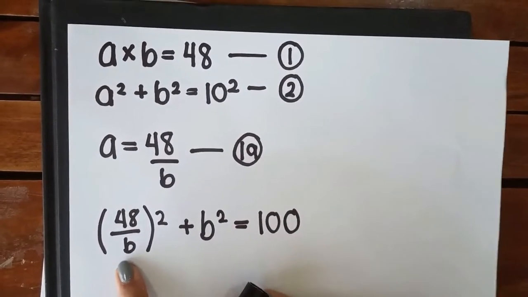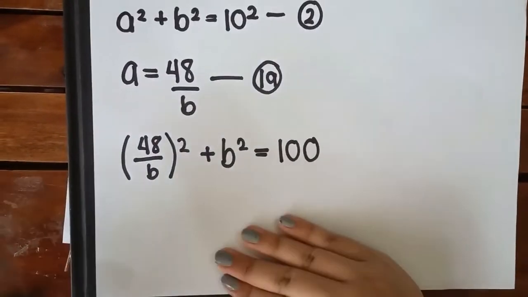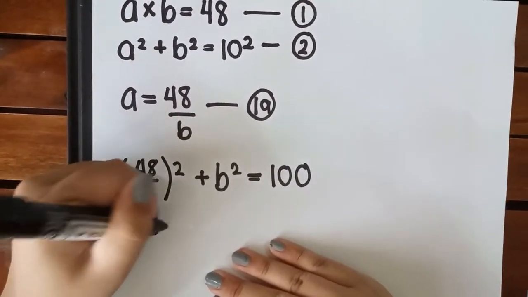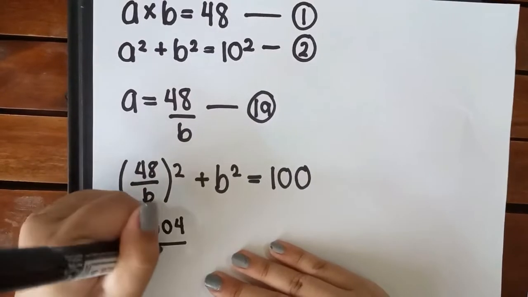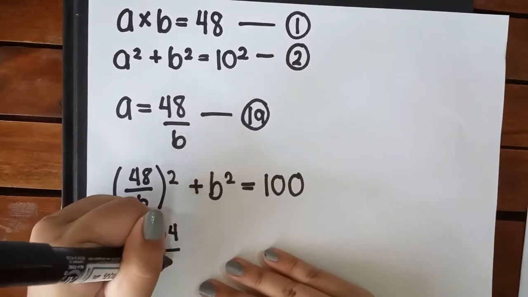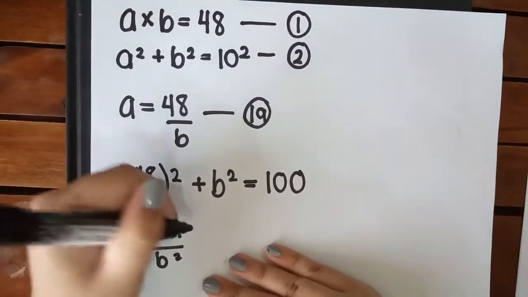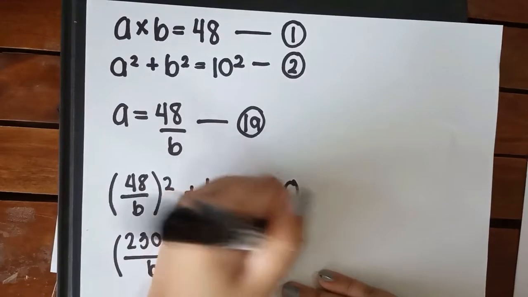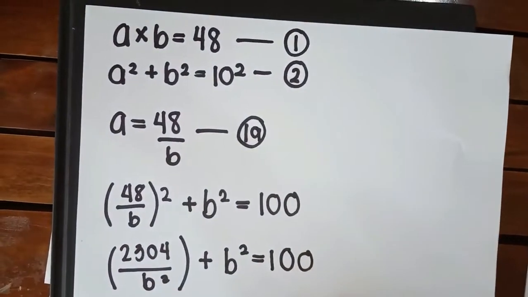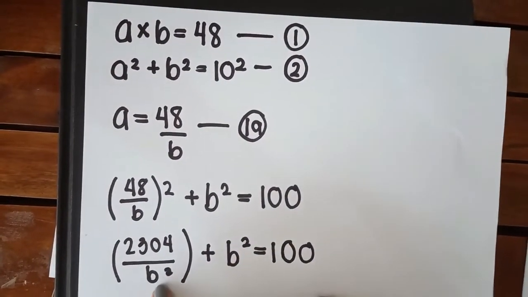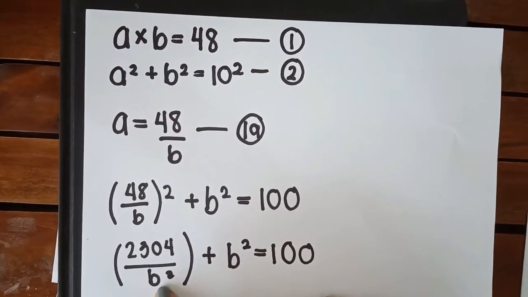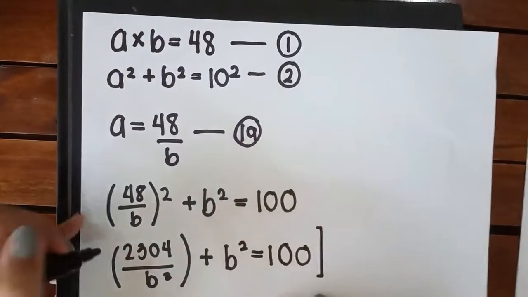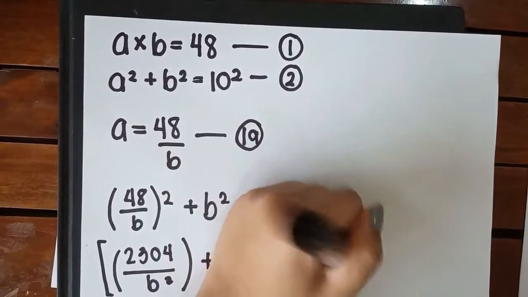Now, we can start working from here. The next step, we're going to transform (48 over b) squared into 2304 over b squared, plus b squared is equal to 100. We want to remove the b squared from this fraction so that it will be easier to solve. So we will multiply both sides of the equation by b squared.